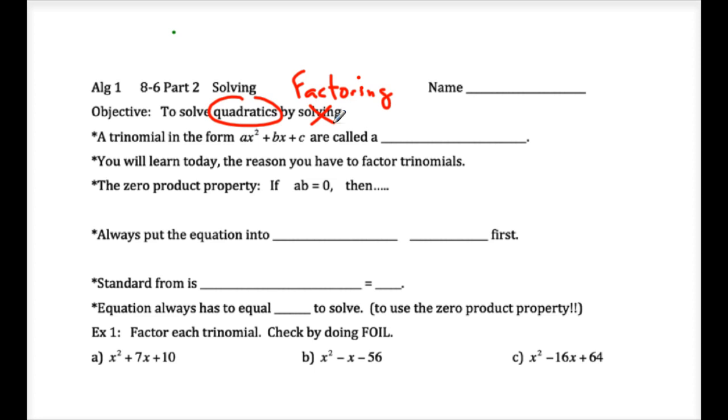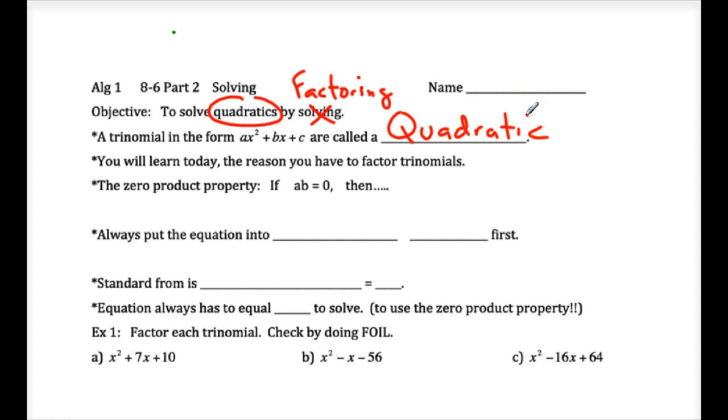All right, here we go. A trinomial in the form ax squared plus bx plus c is called a quadratic. Bang. When x is squared, and that's the highest degree, we're talking quadratics. Very important.